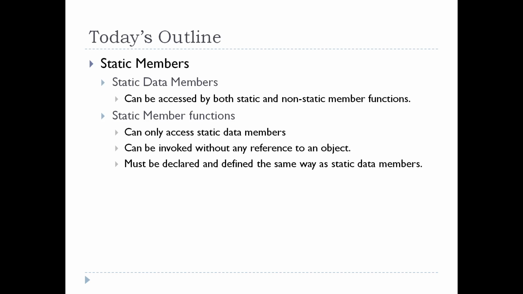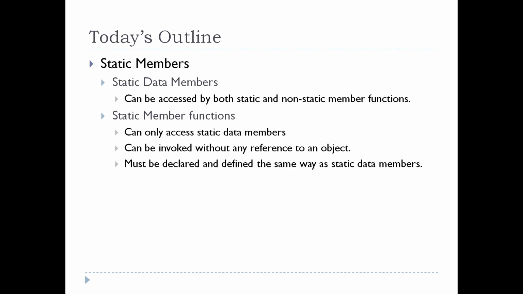Why? Because non-static data members require the existence of an object for their existence. They can only exist if an object exists. They cannot exist without an object. So that's why a static member function cannot access non-static data members, because they may not exist. Because of their non-static nature, they need an object to exist, and that object might not be created. And a static member function can be invoked without the existence of any object.